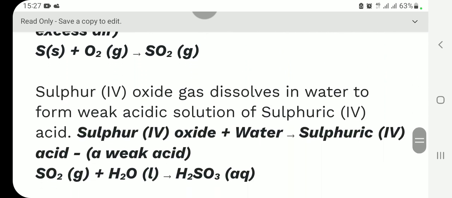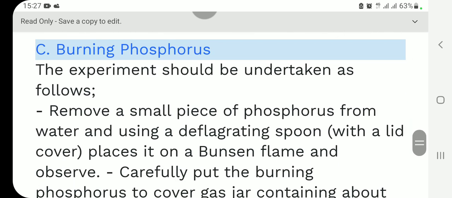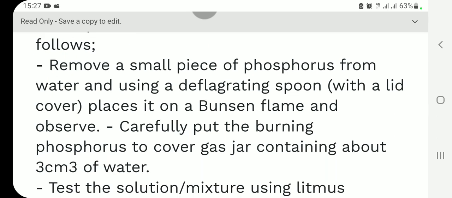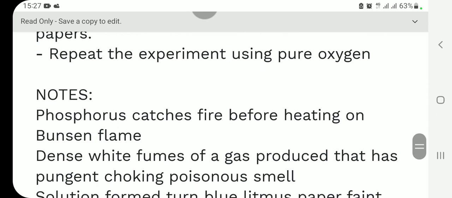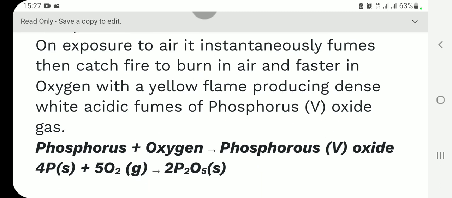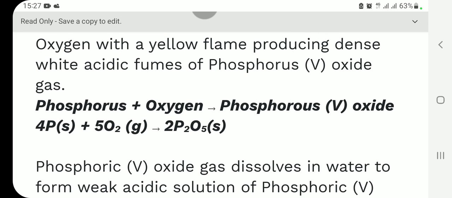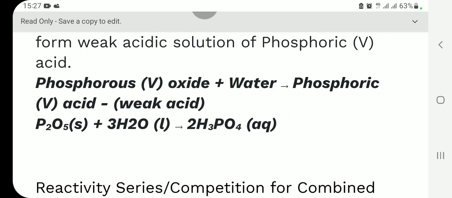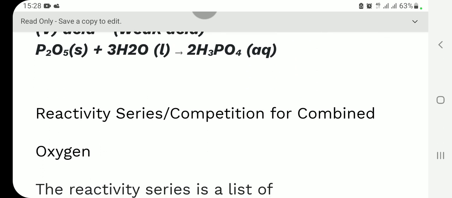Now, we have phosphorus. Phosphorus is also a non-metal. Just repeat the procedure as with the others. Phosphorus is stored in water. Why is phosphorus stored in water? Because when you expose phosphorus to air, it catches fire, or burns faster in oxygen, with a yellow flame producing dense white acidic fumes of phosphorus oxide. When you dissolve the phosphorus oxide in water, you get phosphoric acid, which is a weak acid.